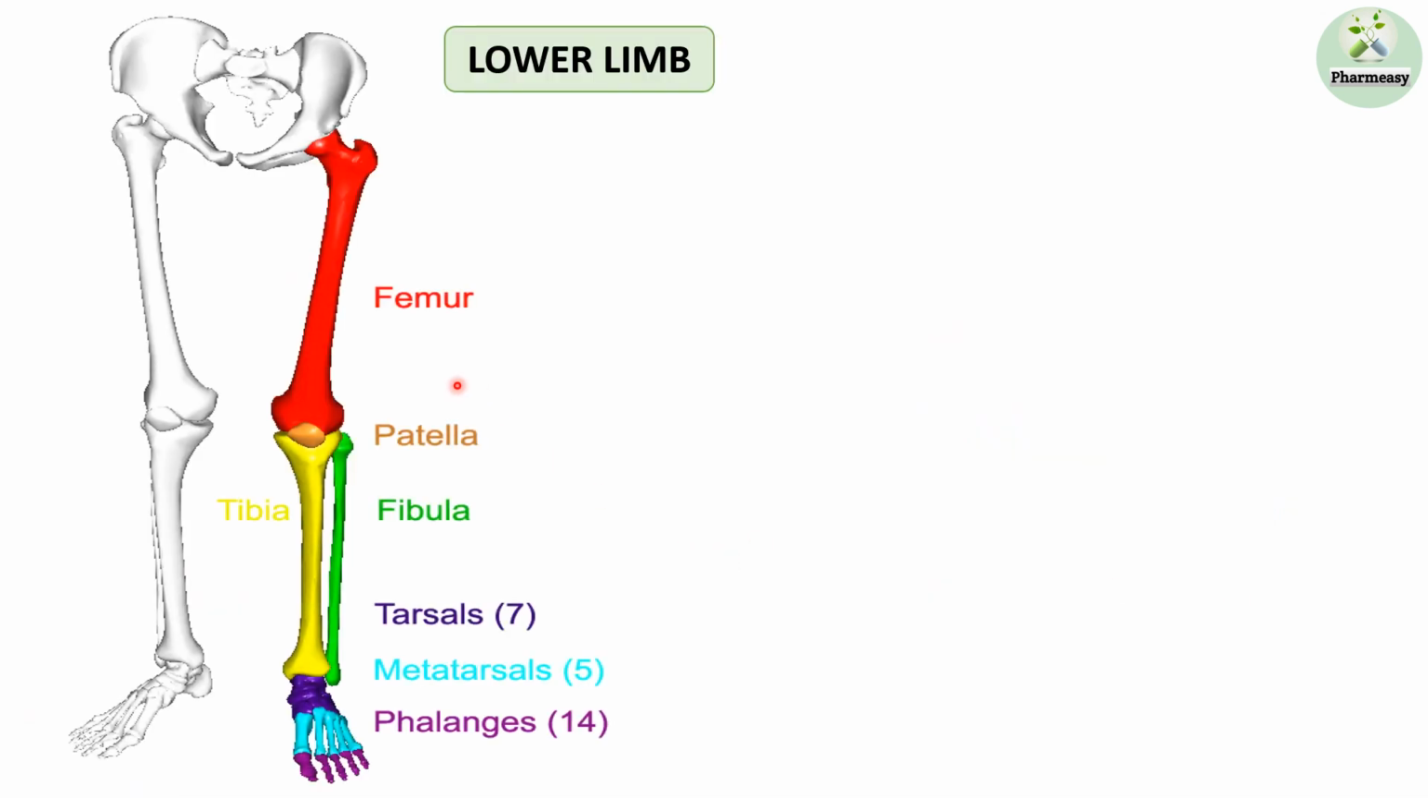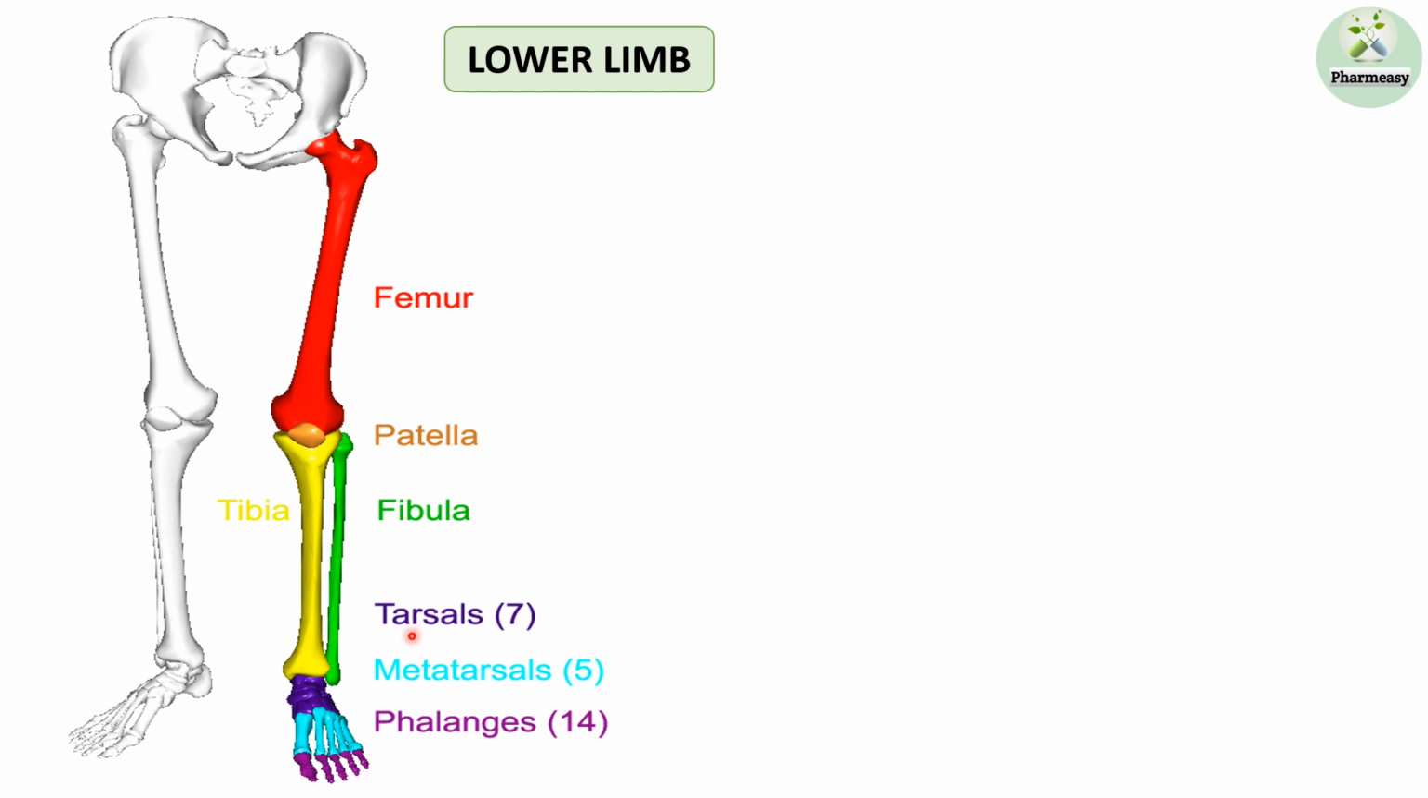This is a figure of lower limb. Femur is the longest bone and the site of hematopoiesis. This is the patella bone, also known as kneecap. This is the tibia bone, which is shorter and broader. And fibula bone is longer and thinner.